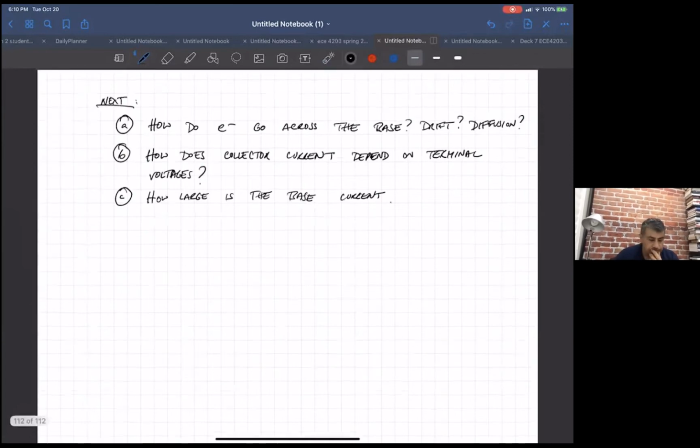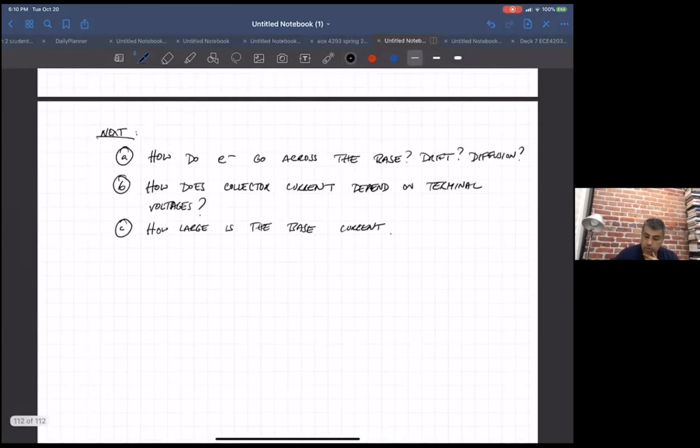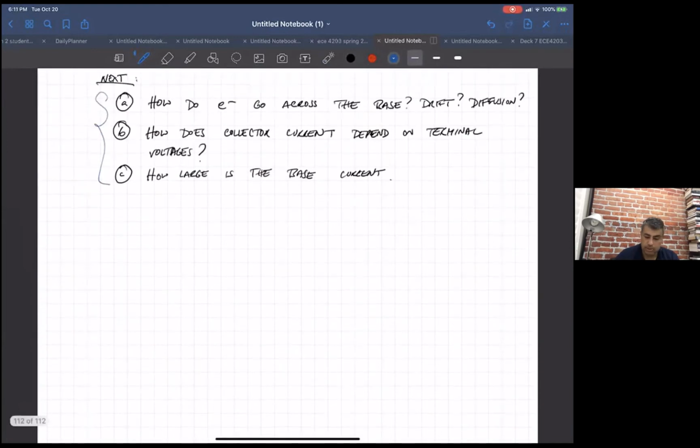So basically, we're trying to answer these three questions. And once we do that, we'll have a complete equation between the three currents. We have the emitter current, the collector current, and the base current, and then we have the voltages on the three terminals: the voltage on the emitter, the voltage on the base, and the voltage on the collector. So once we answer all these things, that's what we'll see.